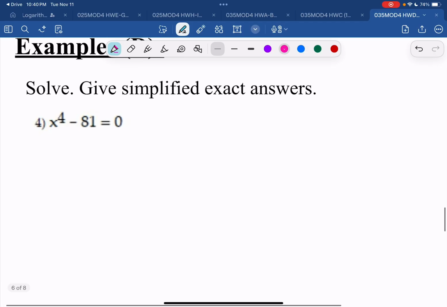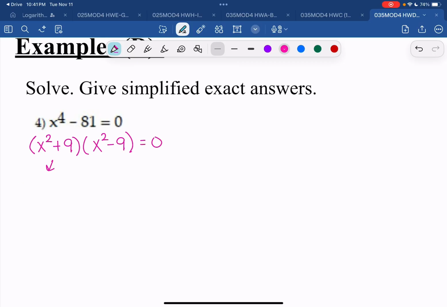All right, so here we've got x to the fourth minus 81. So we could factor this. It's a difference of squares. So this would factor into x squared plus 9 and x squared minus 9. But I could factor that even more. Or I could use the square root property. So I could say that x squared plus 9 equals 0 and x squared minus 9 equals 0.